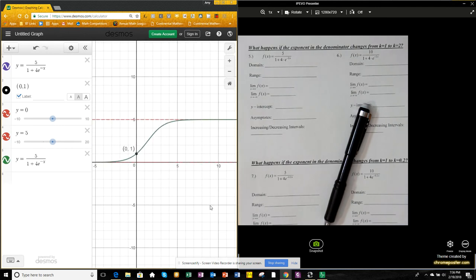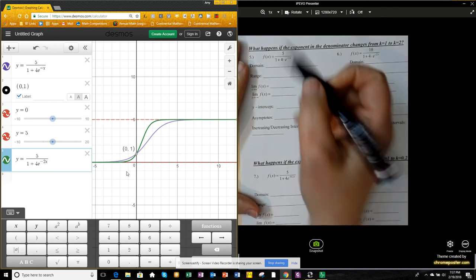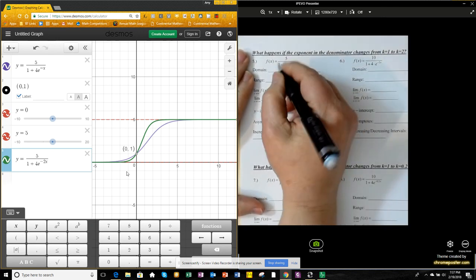So I wonder what the 2x is going to do to that if I put a 2 in the exponent. Well, the green one, what happened to our graph? Well, it's still continuous. It's still monotonic. It's still got asymptotes at the same place. What happened is it grew faster. So let's fill this out.